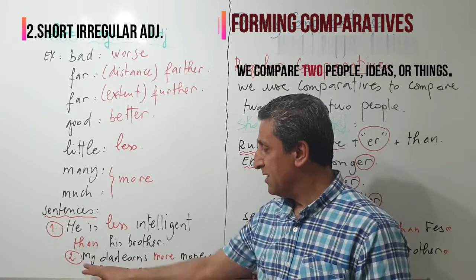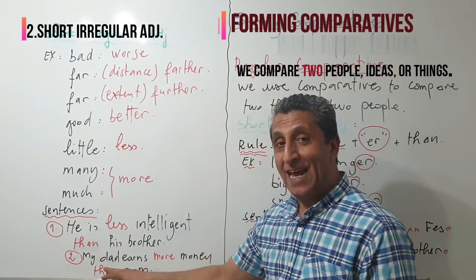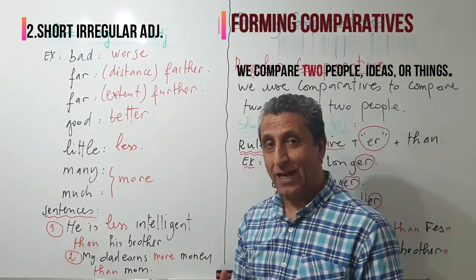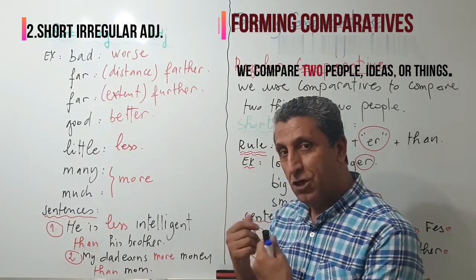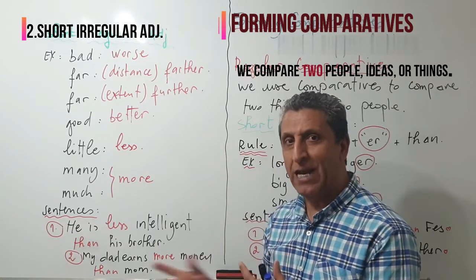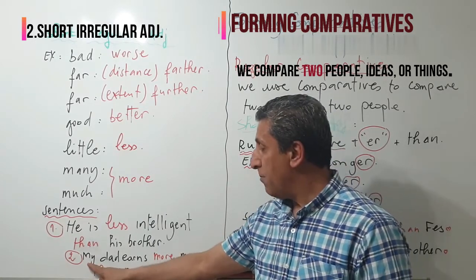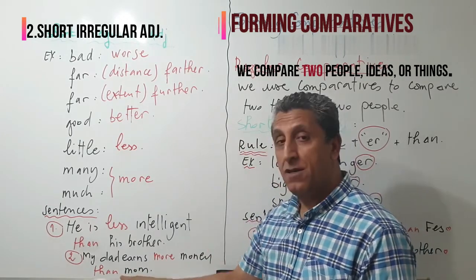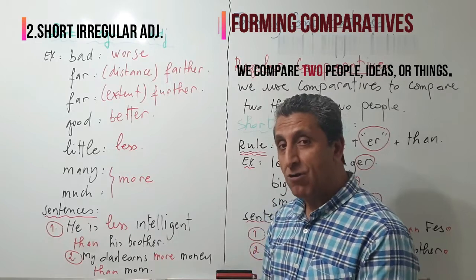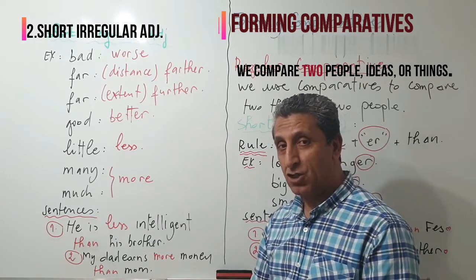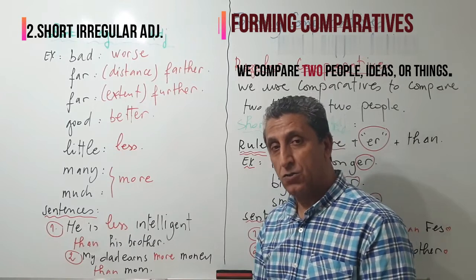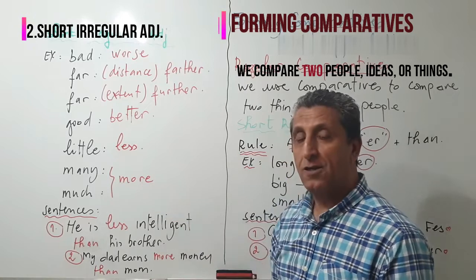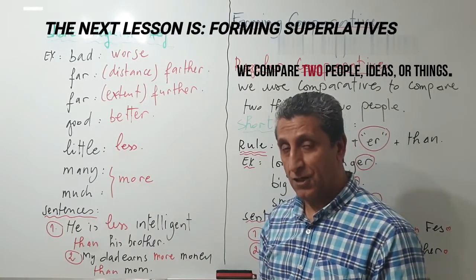I'm comparing. Sentence number two, my dad earns more money than mom. Okay? Earns means, you know, when you make money, as a salary. So my dad earns more money than mom. Okay? So here I'm comparing how much money my father earns to how much money my mother earns. Okay? So these are irregular adjectives.